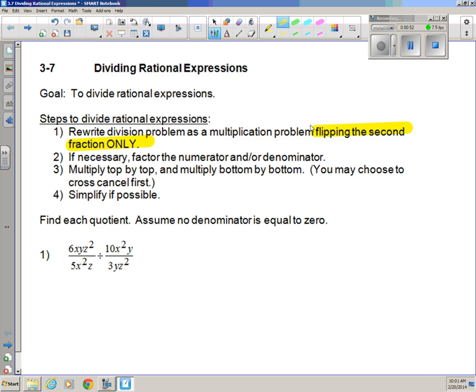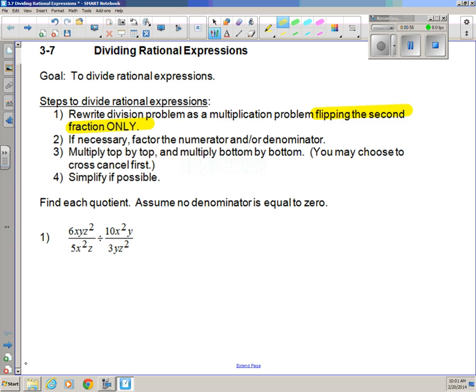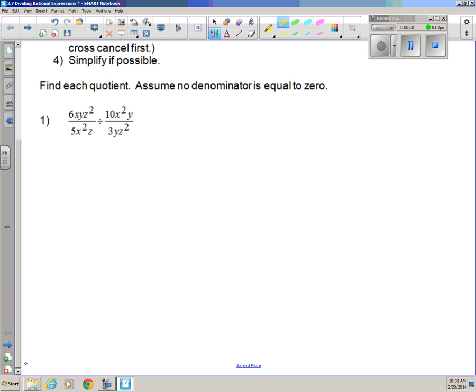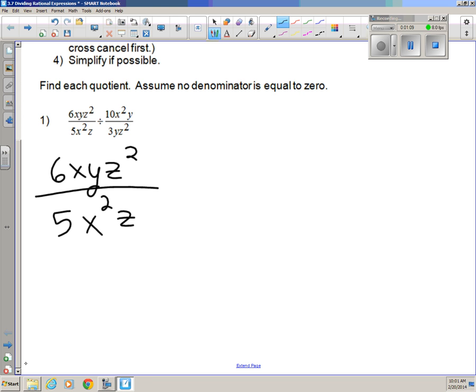So you're going to find each quotient. Again, no denominators equal to 0. For this first one, basically it's keep, change, flip. I'm going to keep the first fraction as is, 6xyz squared over 5x squared z. I change division to multiplication and I flip the second fraction, where now my numerator is 3yz squared and my denominator is 10x squared y.